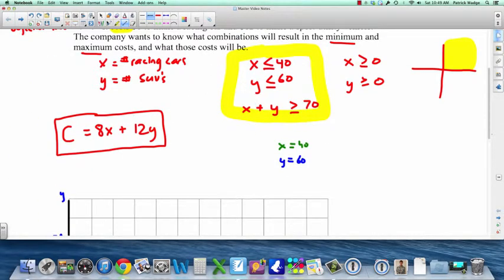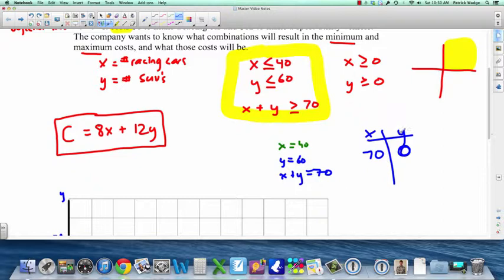It's this x plus y, and we're going to graph x plus y equals 70. This is really easy to graph. It's in standard form, so I'm going to find x and y intercepts. If I'm looking for the x-intercept, I put a 0 in for y. If there was a 0 here, I'm left with x equals 70.